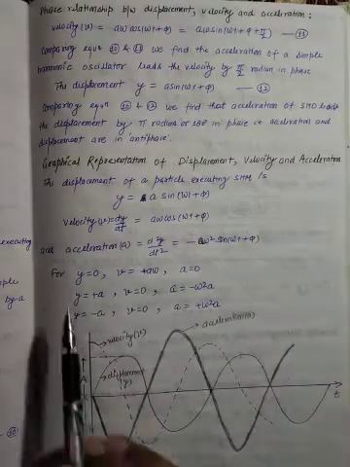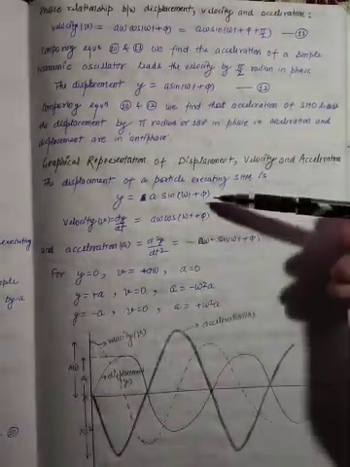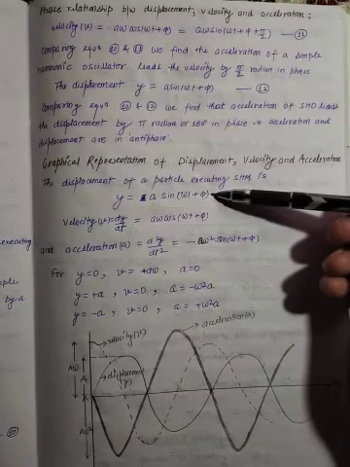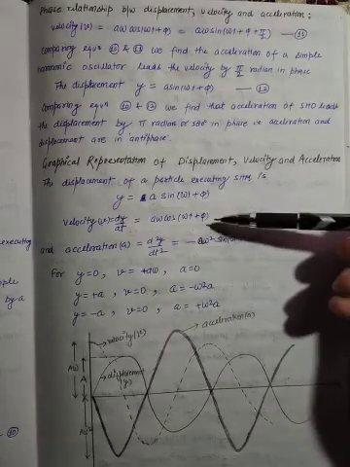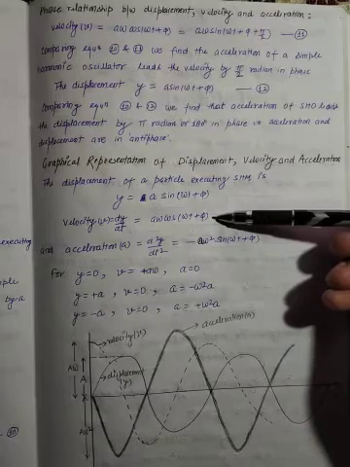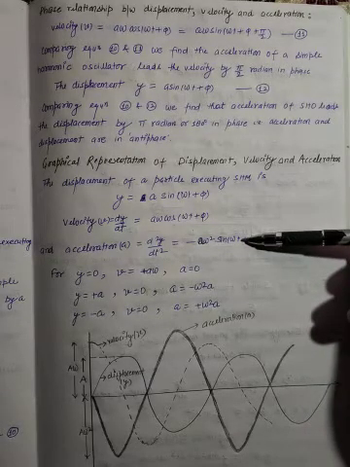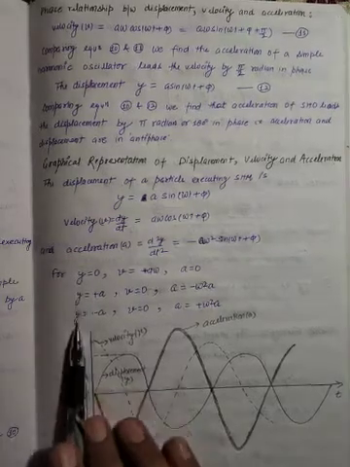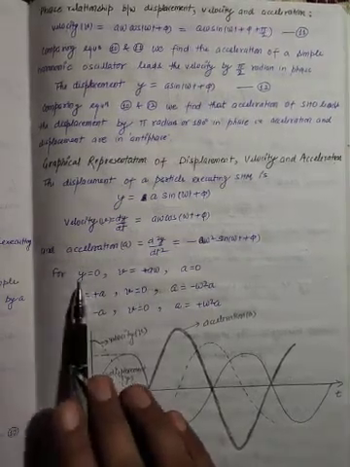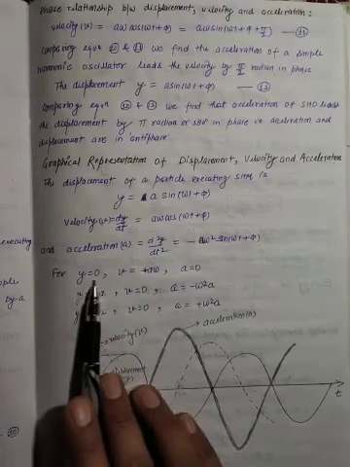Okay. Now this equation gives me the displacement of that particle, this equation gives me the velocity of that particle, and this equation gives me the acceleration of that particle. Now these are some conditions for y equals 0, that is, the displacement of the particle becomes 0.